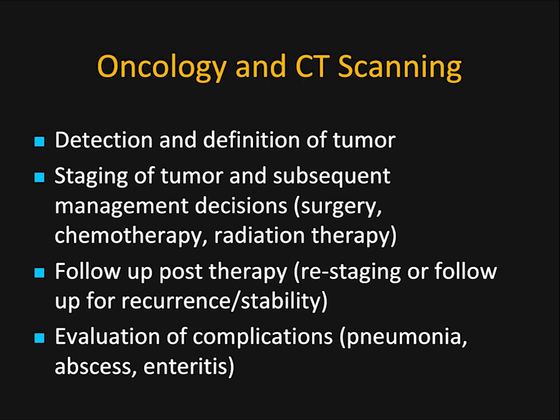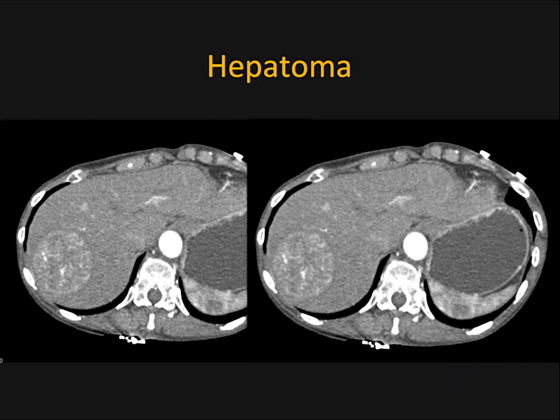Well, if you think about oncology, what are we doing? Whether it's chest or abdomen, musculoskeletal, neuro, detection and definition of the presence of tumor. We want to stage the tumor correctly, and based on our staging and our findings, subsequent management decisions, whether it's surgery or chemotherapy or radiation therapy or some combination, will be made. We also will use CT for follow-up post-therapy, restaging. Is the patient getting better or getting worse? And we'll also use CT for complications. Pneumonia, abscess, enteritis are just a couple of those complications.